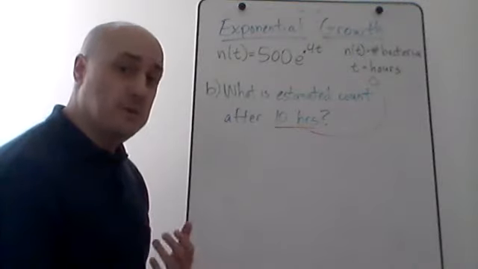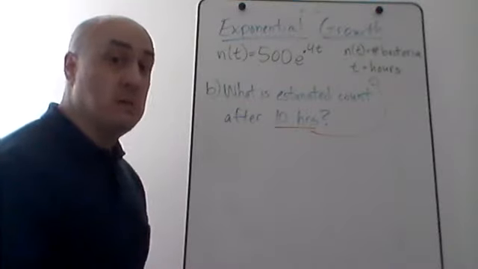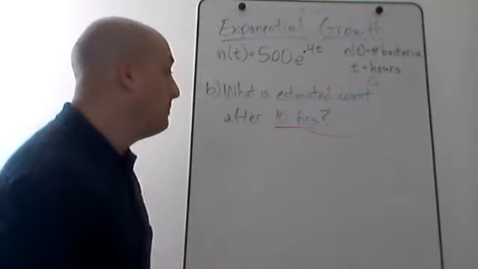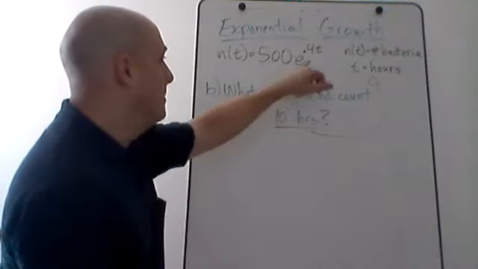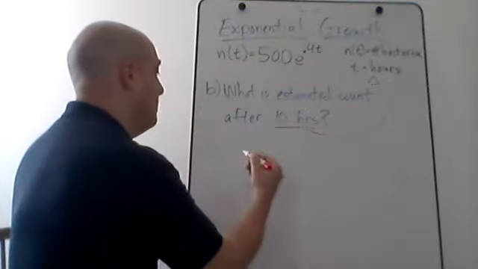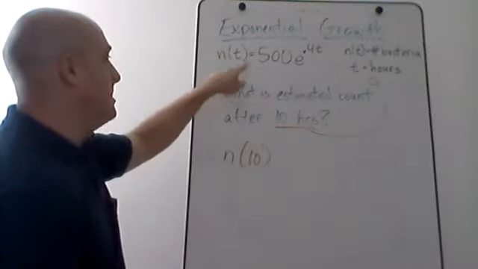Again, when you're dealing with word problems, real-life situations, it's important to know what the variables represent so that when you get to a problem like this, you don't put that number in the wrong spot. All right, so 10 hours. Hours is not a number of bacteria, so I'm not going to put it over here. I'm going to put it in for T. So I want to find N of 10, right? I'm plugging in 10 hours for T.